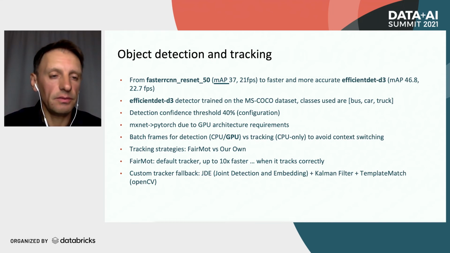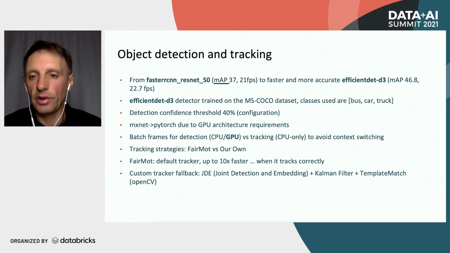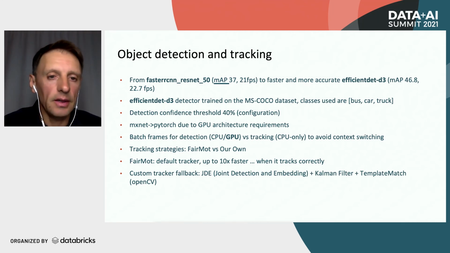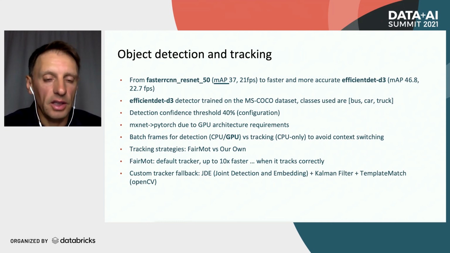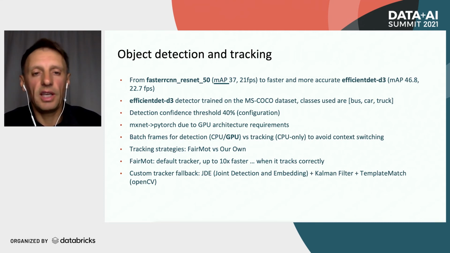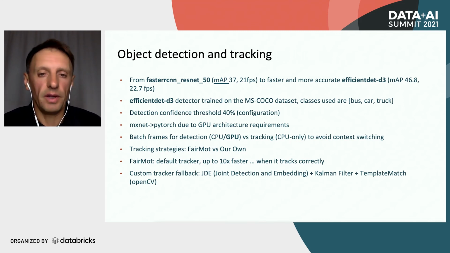That's EfficientDet D3, which we pick by default, trained on the Microsoft COCO dataset. And the classes used are bus, car, and truck, because that's the narrow use case the application is doing. With the detection confidence threshold at 40%, all this is configuration based. So what we learned is not all videos are equal, and algorithms are not perfect. What's key to us is to expose these configuration options in the application, ideally even in the UI, so we can easily and quickly fine tune it if a new video shows up, right?